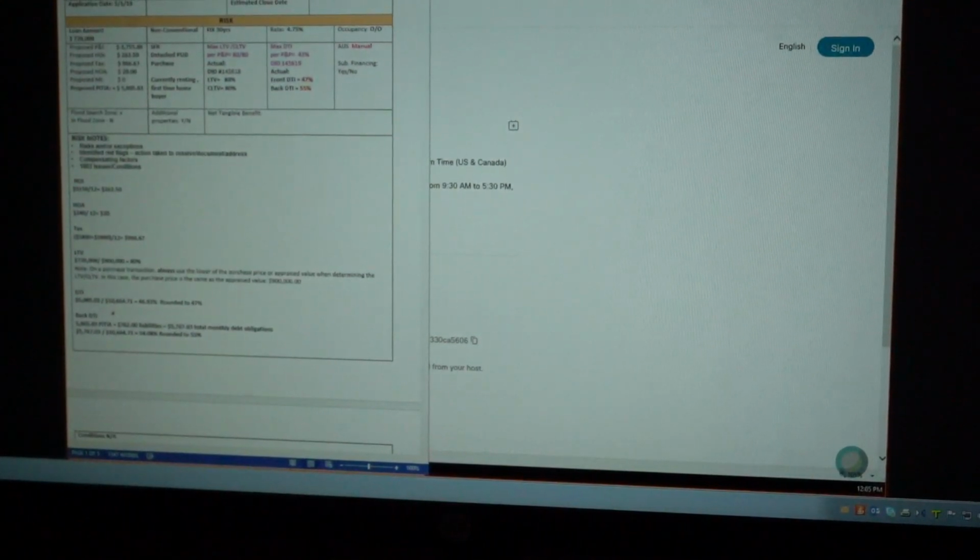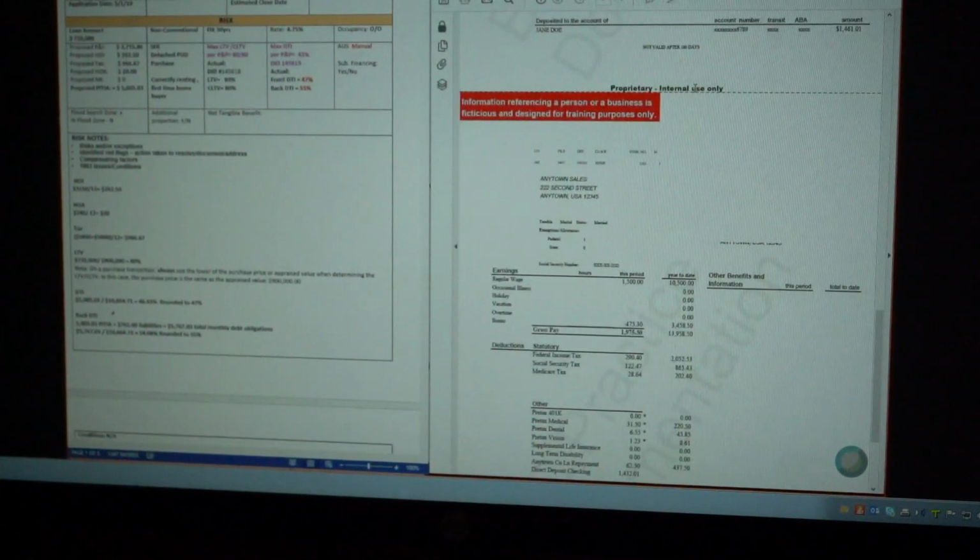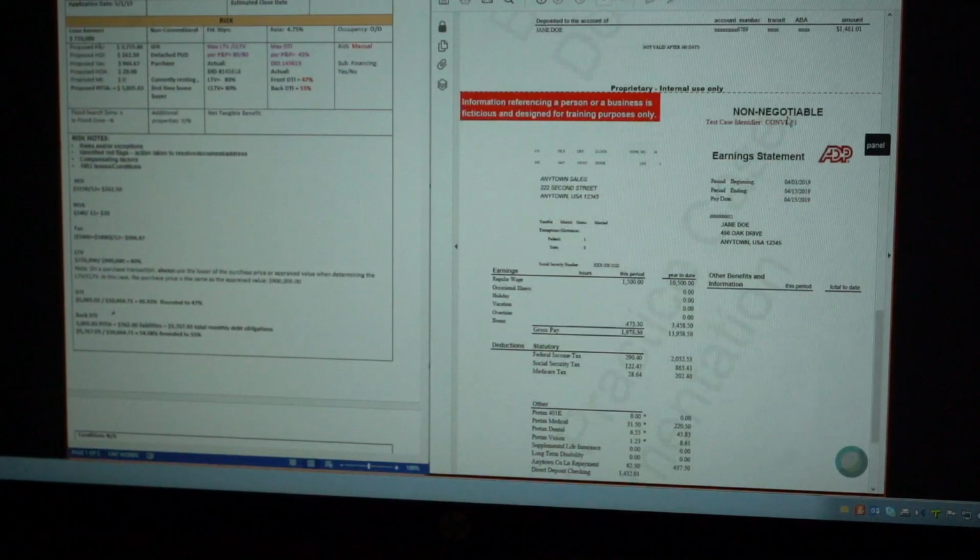Self-employed borrower, and Jane, I believe, is the W-2 wage earner. So let's look at Jane.